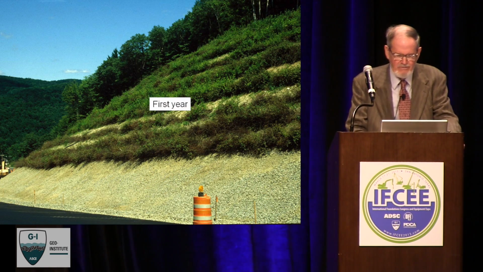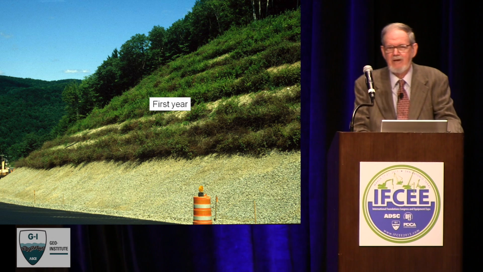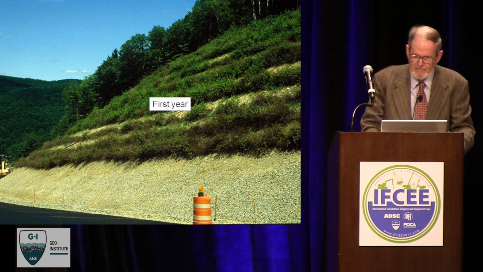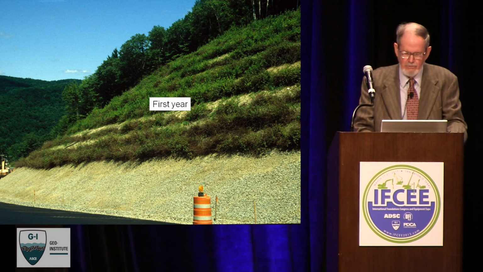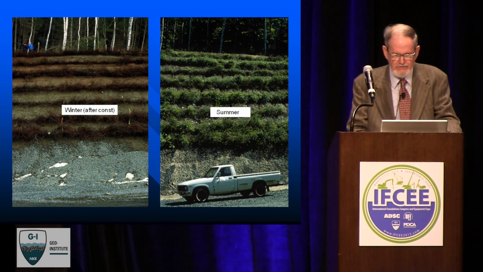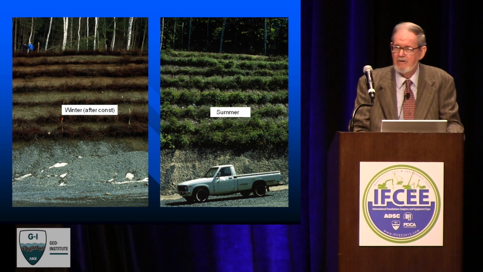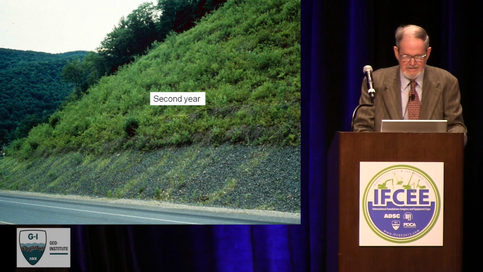This is the appearance of the slope and brush layer buttress fill during the summer of the first year. Vegetation establishment was very good, except for alder, which was used in the lower layers. This is a side-by-side comparison of the rock toe at the base of the slope and the brush layer buttress fill atop. Photos were taken at different seasons of the first year.